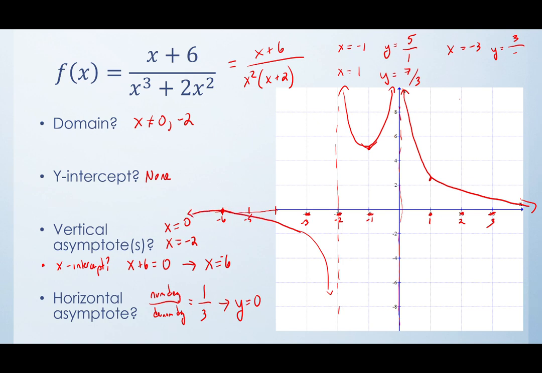All right, so that's all that there is to this one. We're going to do a couple more examples for horizontal asymptotes, though.